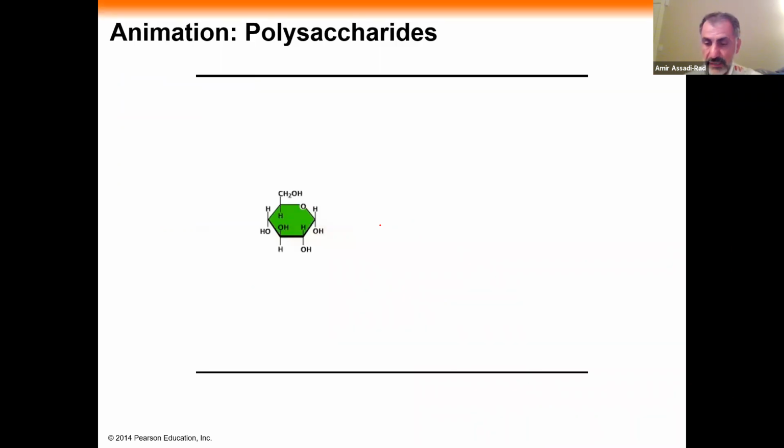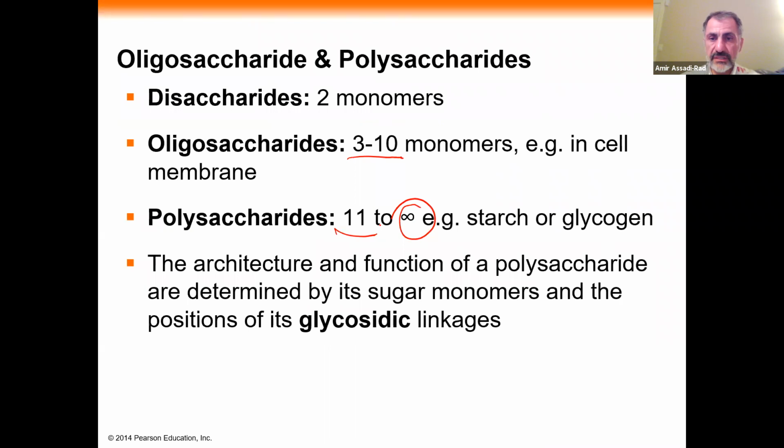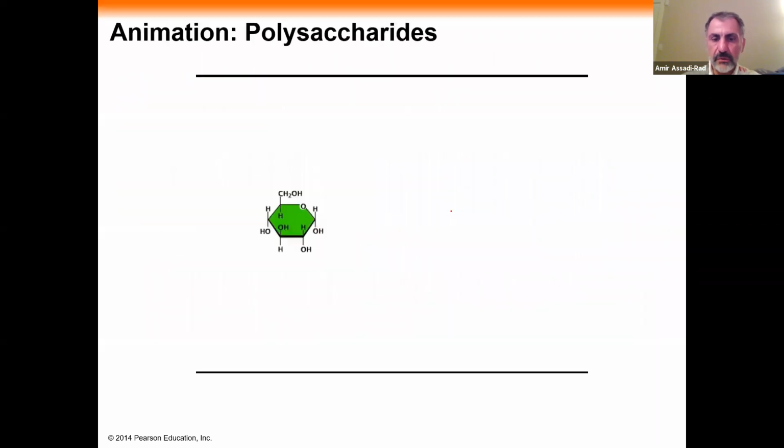On the other hand, glycogen, which is in animals, they call it animal starch, is always branched. Glycogen is never straight in the cells of our body. Glycogen is always branched, and starch is either branched or straight. And starch is found in plant products, and glycogen is the animal polysaccharide. Okay, so let's see what this animation says. There's a lot of animation in this chapter.